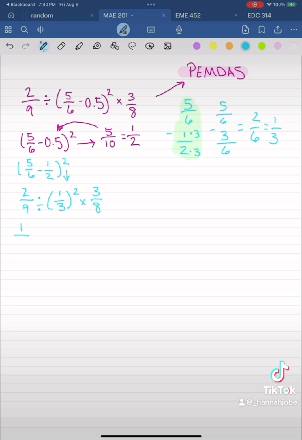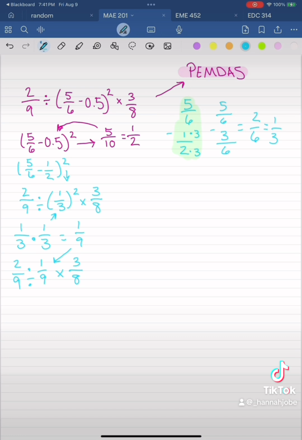To do exponents, we need to multiply 1/3 by itself, which will equal 1/9. Okay, so now we fill in the problem from our original problem. We're bringing our 2/9 down, our 1/9 that we just did, and then multiplying by 3/8. In PEMDAS, multiplication and division, it doesn't matter which one comes first, so we're just going to work left to right and do our division first.